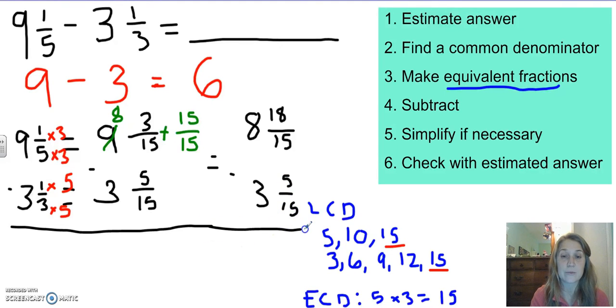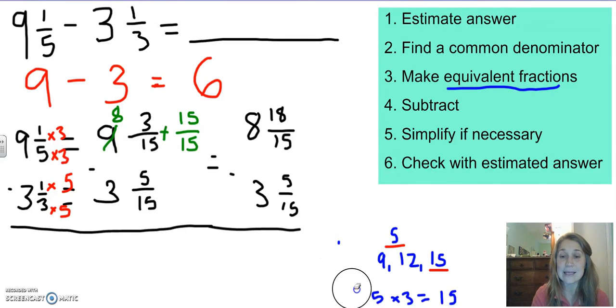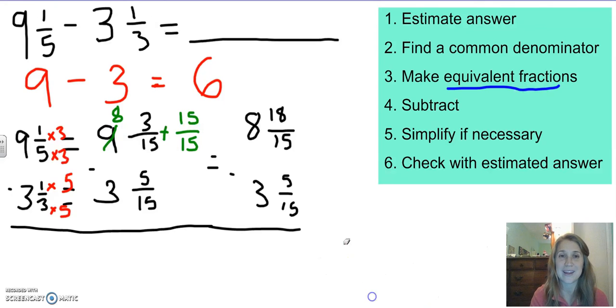Now I can subtract. Let's get rid of this part so I have a little bit more space to work with. All right, here we go. 18 minus 5. I can do that, whereas over here, 3 minus 5 I could not do. 18, 17, 16, 15, 14, 13. So I have 13 out of 15 pieces.